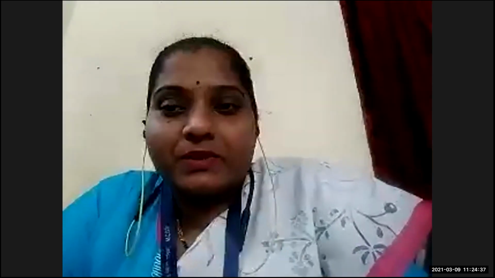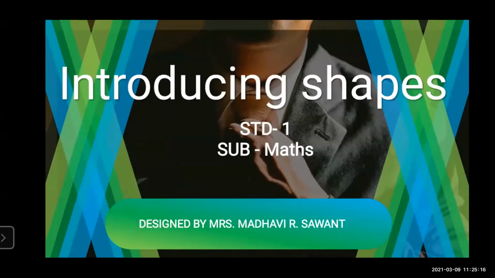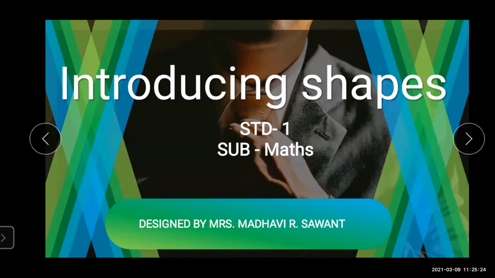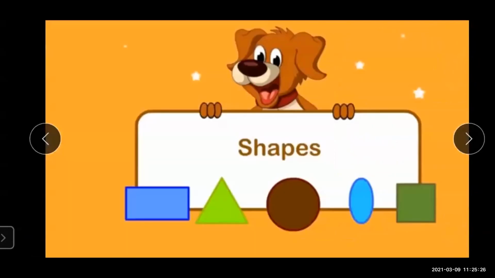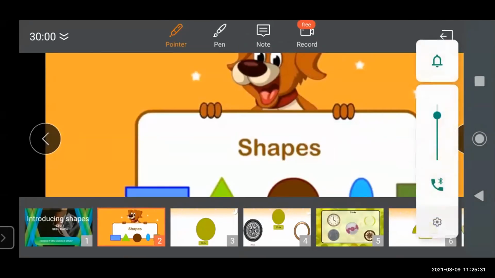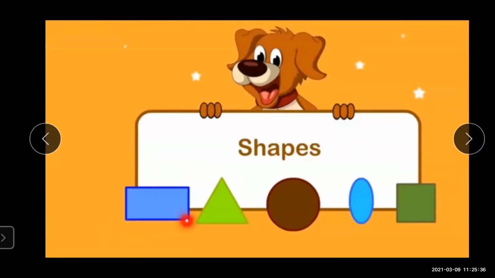Now, today we are going to learn about shapes. I'll start sharing my screen. Okay, students, today we are going to learn about shapes. Introducing shapes. Now, you can see here, so many shapes are there. You can see rectangle, triangle, circle, oval, and square.